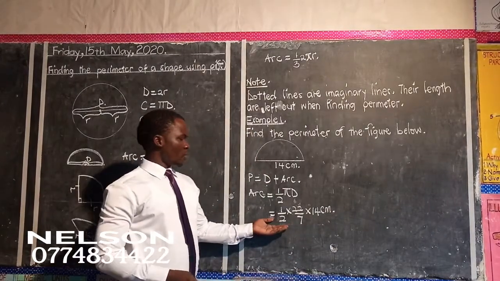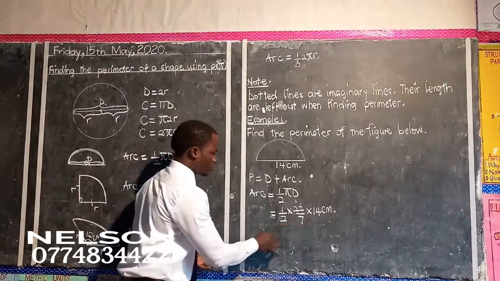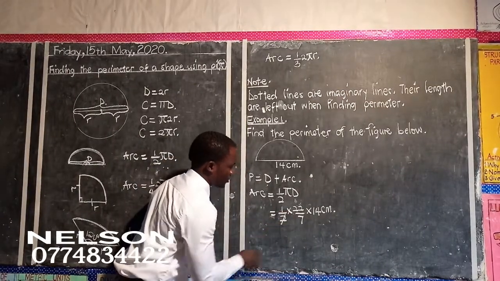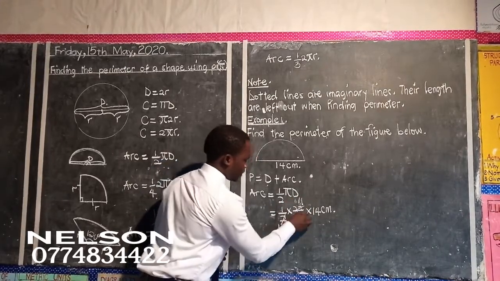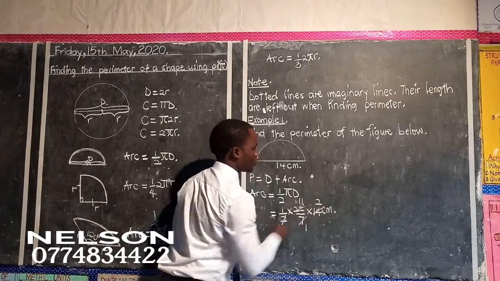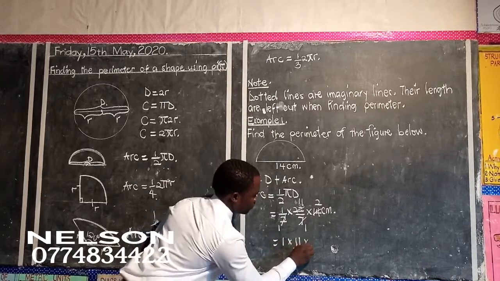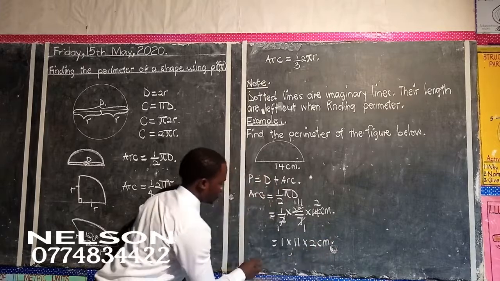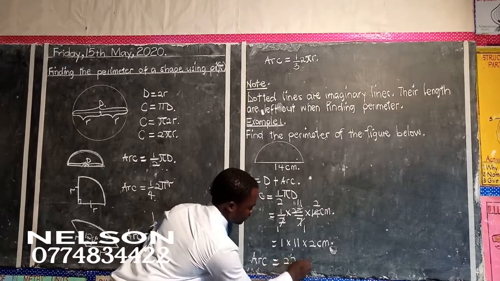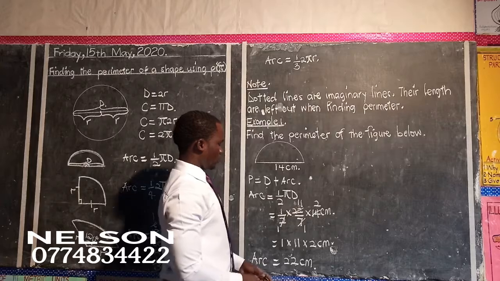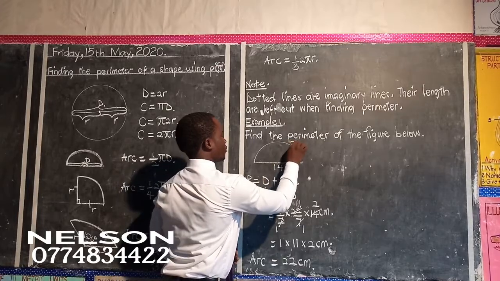When we reach here, we are supposed to simplify and we get the length of our arc. So we shall divide by 2. By 2 here, we shall have 1. 22 divided by 2, we shall have 11. By 7, once. By 7, we shall have 2. So here, we shall have 1 times 11 times 2 centimeters. So our arc equals 22 centimeters. So from here up to here, we have 22 centimeters.